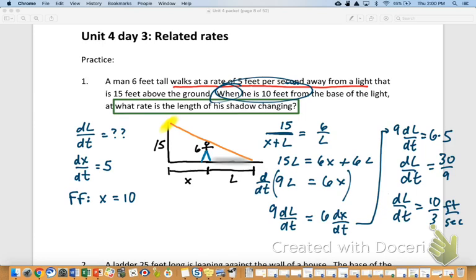No matter where he is, whether he's 10 feet from the base of the light or 20 feet from the base of the light or 100 feet from the base of the light, that proportional relationship will remain the same. So the only situation where that freeze frame moment doesn't really matter is when you've got similar triangles, like the proverbial man walking away from the lamp or towards the lamp. So here we didn't have to use the freeze frame moment. Pretty much all the other situations, we definitely will.